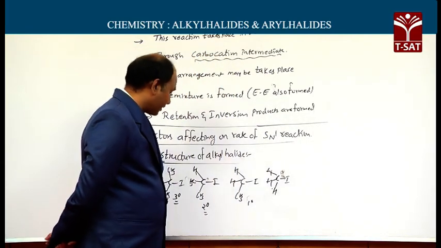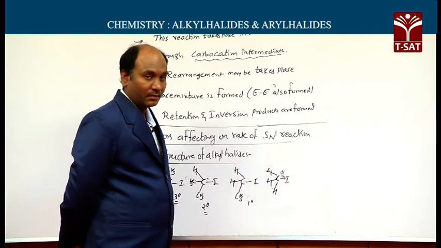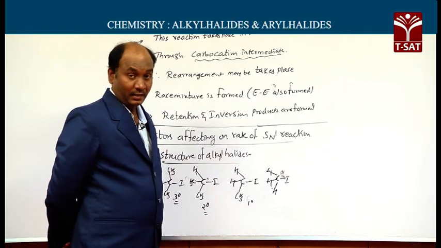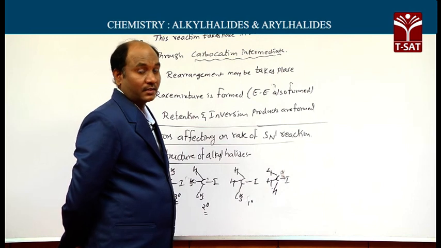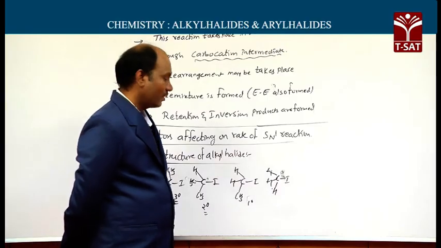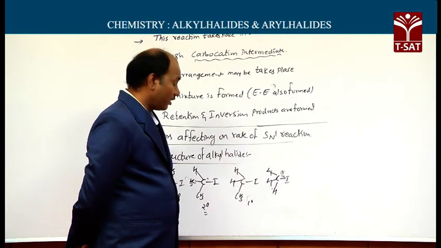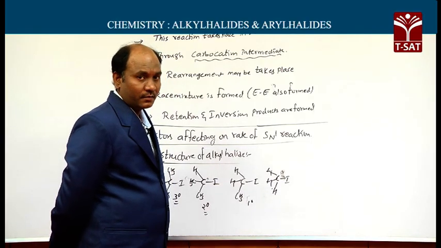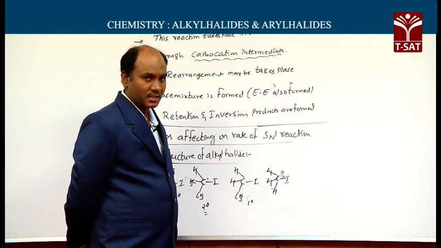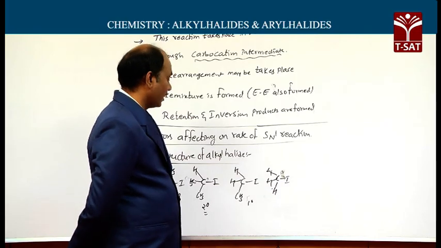In this reaction, the intermediate is a carbocation intermediate. In the previous reaction, the intermediate is not a carbocation; the nucleophile attacks from the backside of the leaving group. Therefore, in that reaction steric factors affect the rate of SN2 reaction. But here steric factors are not required. Here we have to concentrate on the carbocation intermediate, whether it is stable or unstable. That will decide the rate of SN1 reaction.